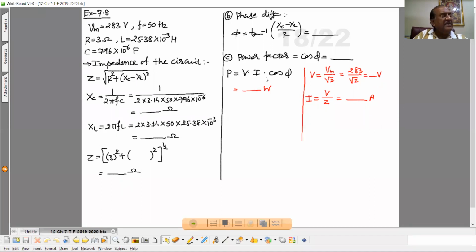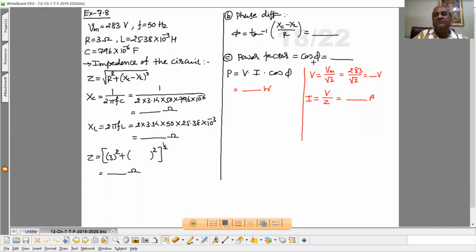Then after, we want to find question B, the phase difference between voltage across the source and the current. So phi, that is tan inverse of XC minus XL by R. XC, XL are calculated here. R that is given to you, 3. Substitute and then find out this ratio XC minus XL by R. And then from the table of natural tangent, find out the value of phi.